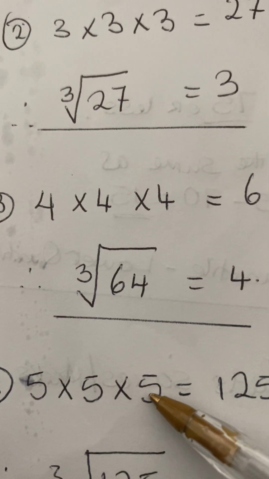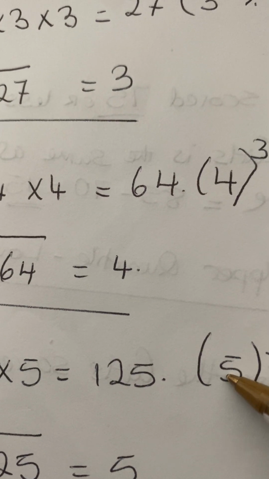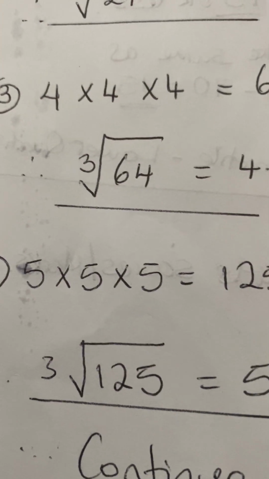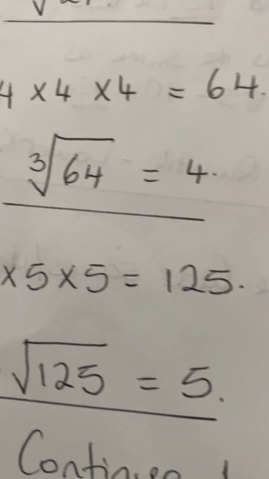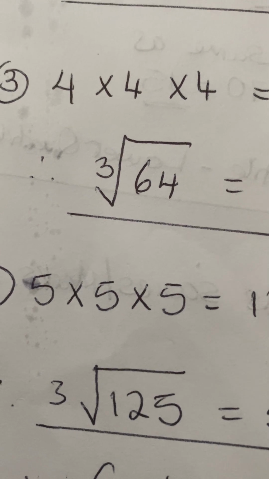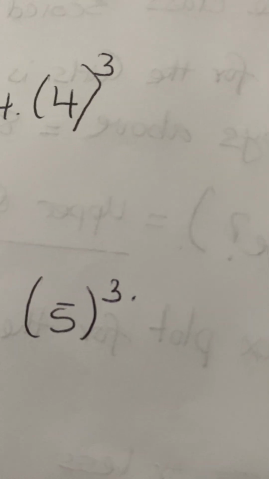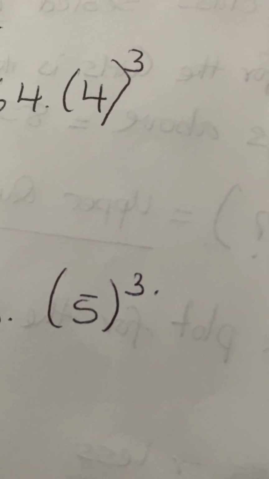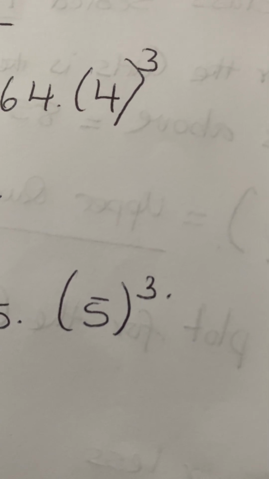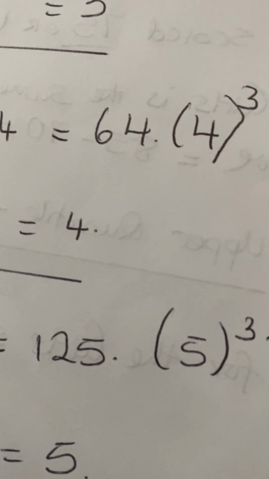5 times 5 times 5 equals 125, which is 5 to the power 3. So the cube root of 125 equals 5. Now you can use your calculator and continue to 10. 10 to the power 3: 10 times 10 is 100, times another 10 is 1000. So the cube root of 1000 will be 10.